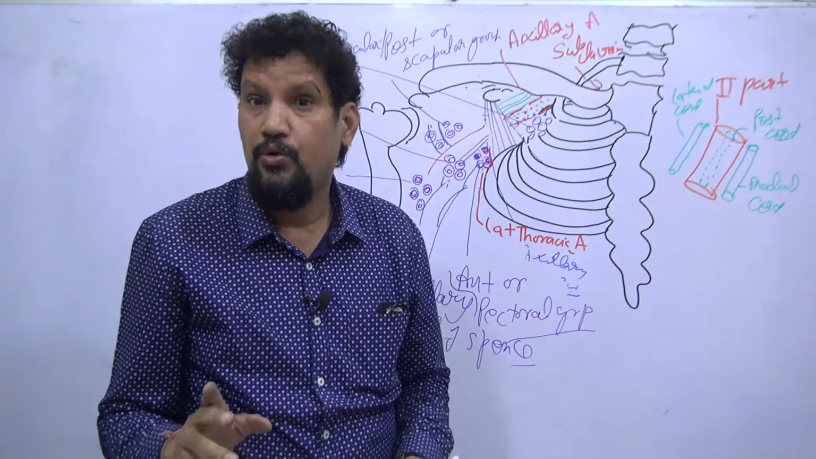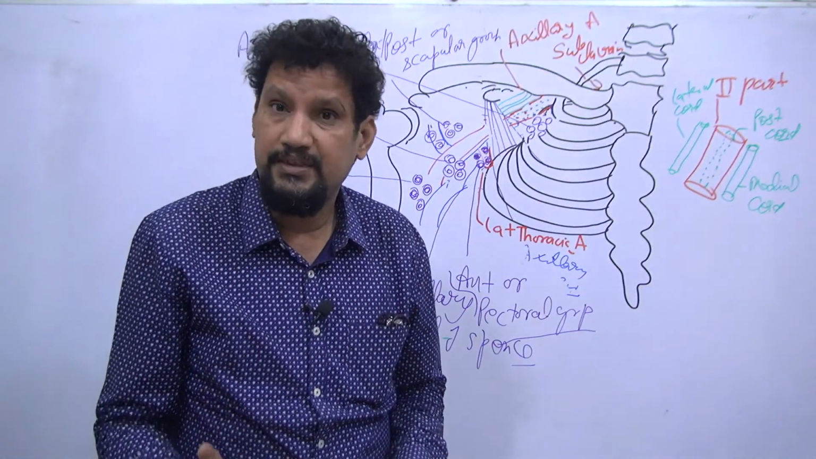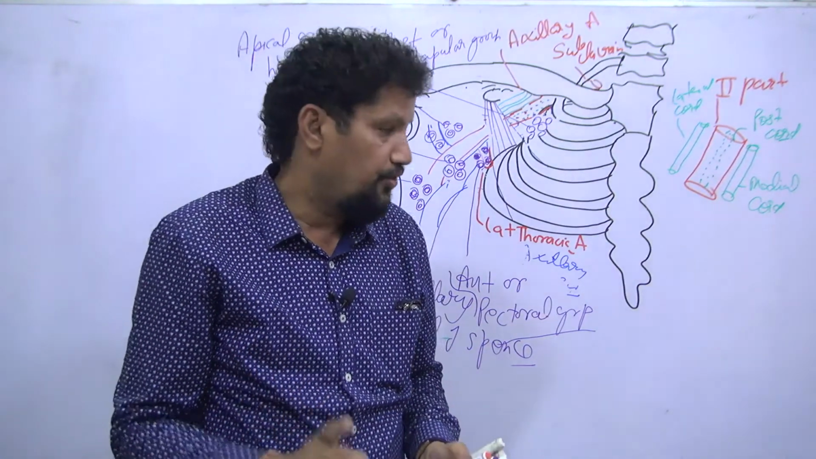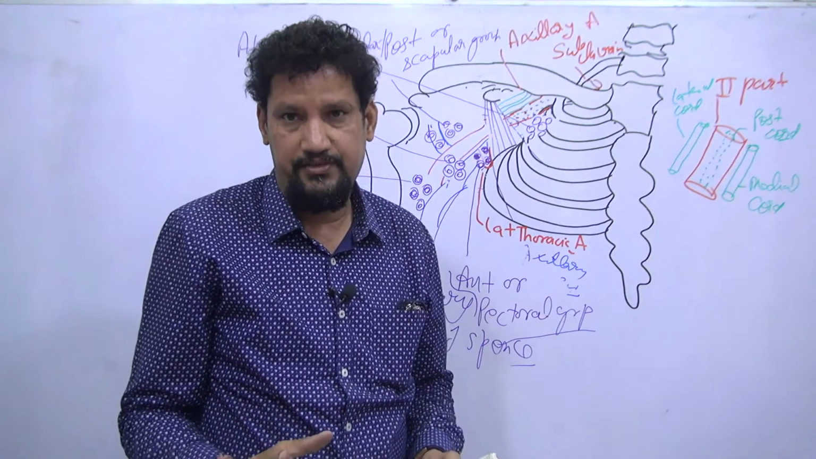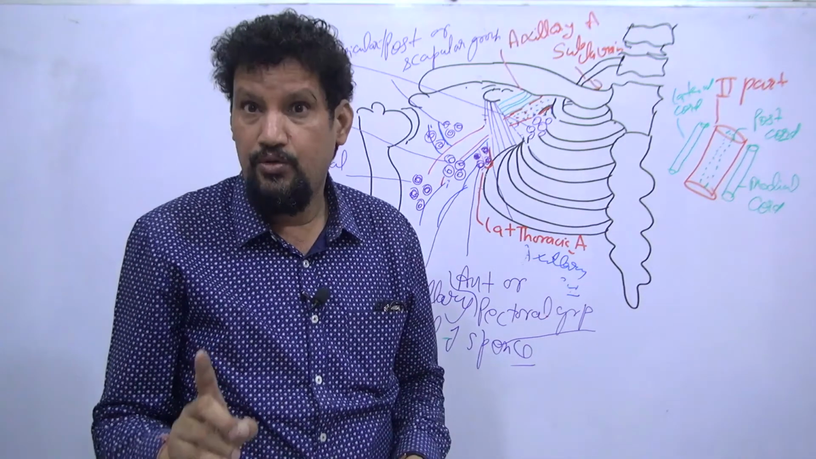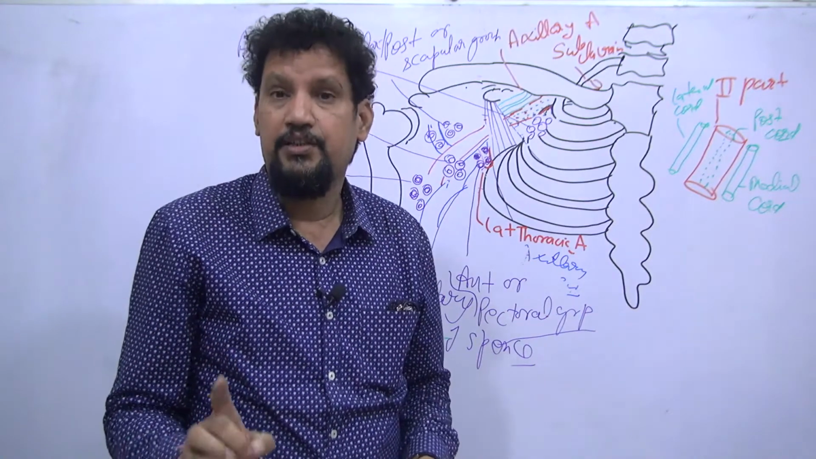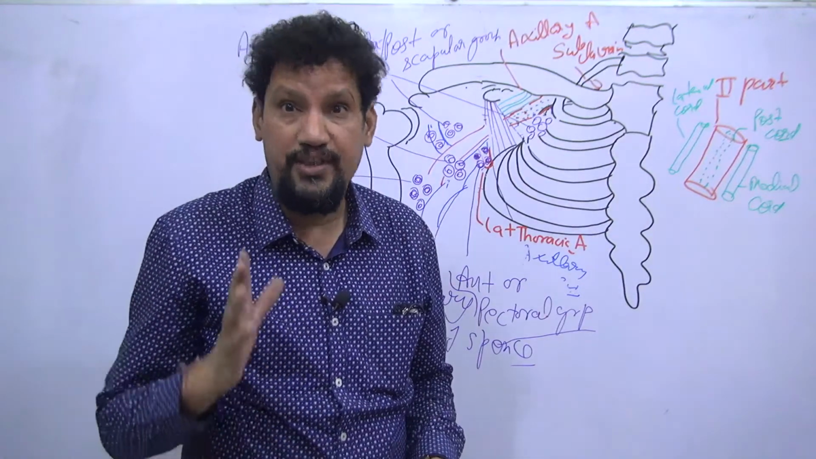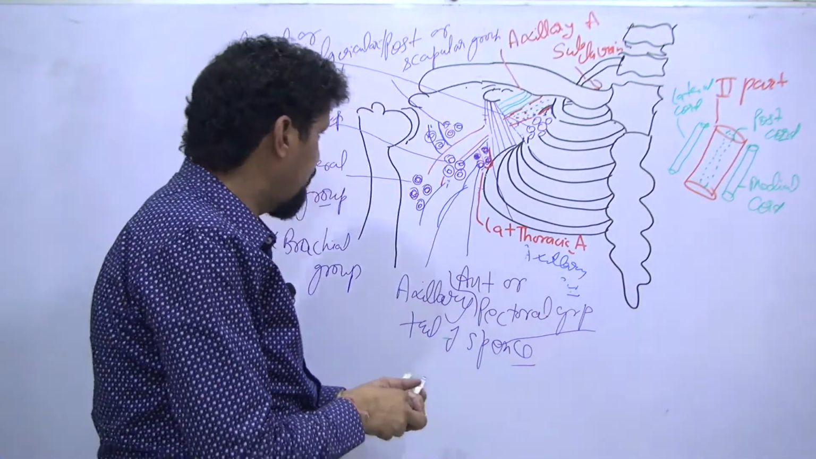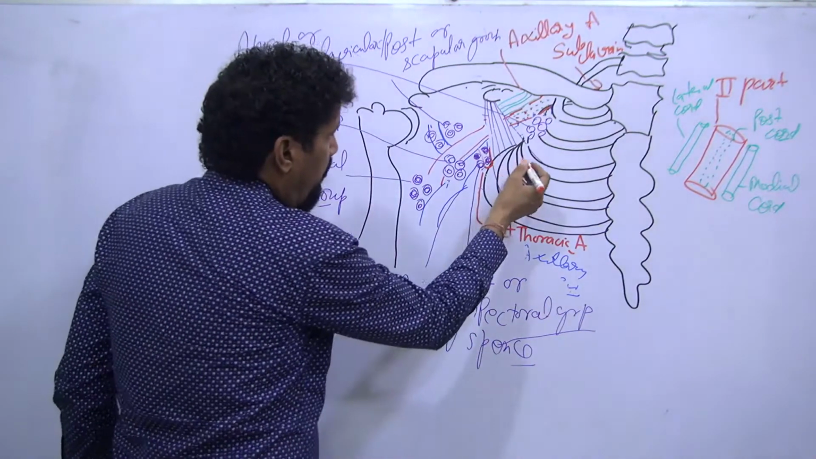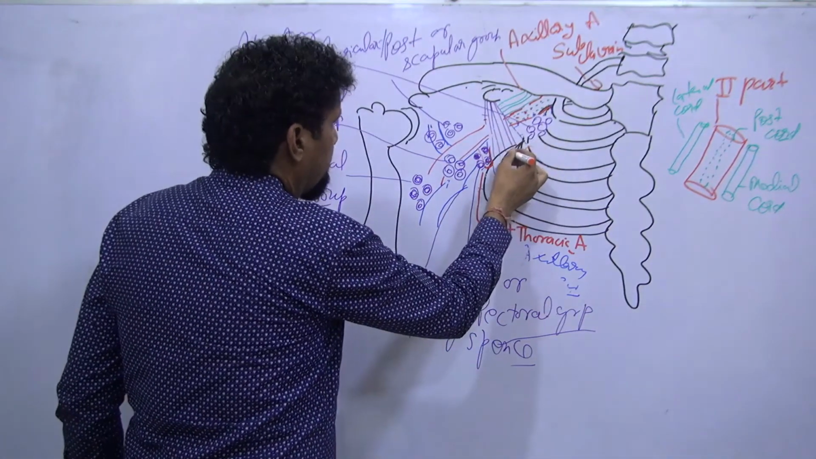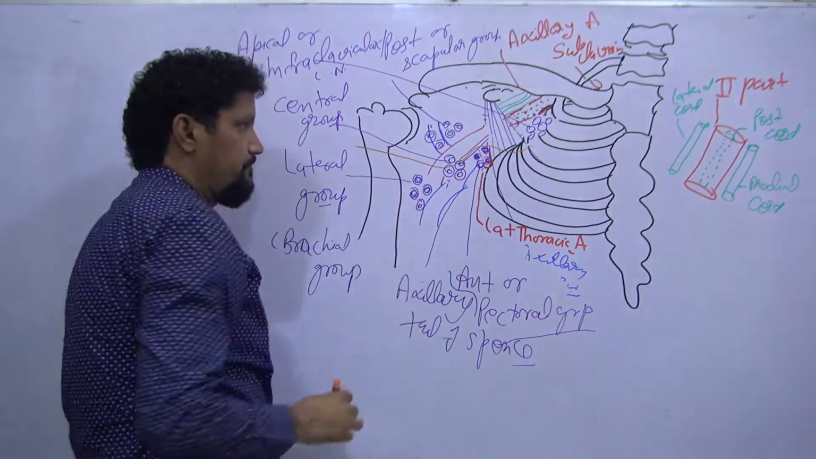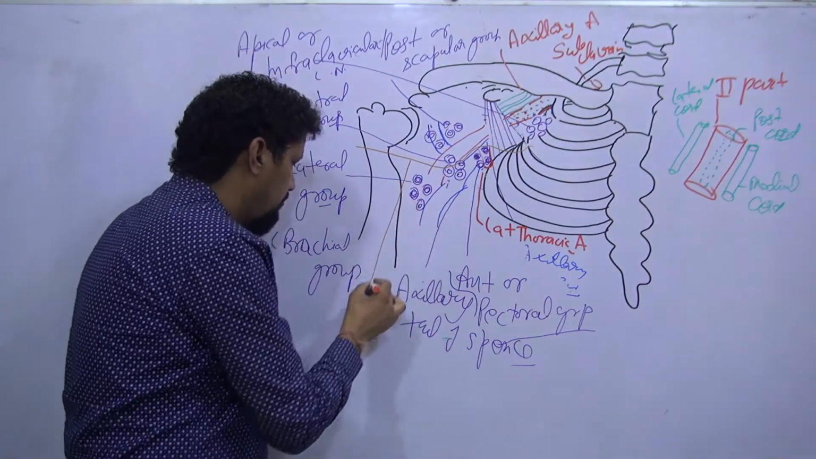The intercostobrachial nerve, which is a continuation of the lateral cutaneous branch of the second intercostal nerve, is innervating the skin of the base of the axilla and the medial side of the arm. The intercostobrachial nerve comes from the second intercostal space and passes through this central group. This is the intercostobrachial nerve.